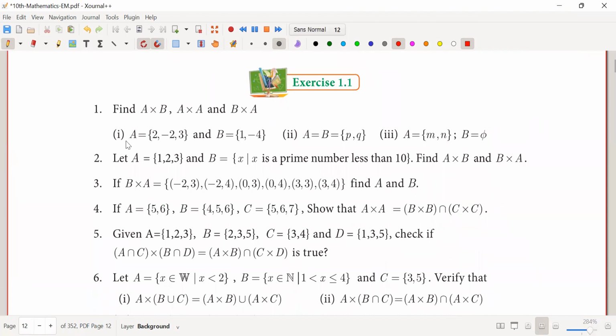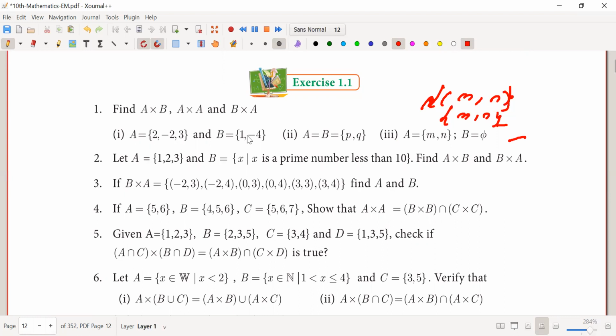From this exercise, 1, 2, and 3. This is a null set. See, null set. Automatically, A cross B would be empty. A cross A would have (m, m), (m, n), (n, m), and (n, n). A cross A is possible: (m, n) and also (m, n). This is A cross A. A cross A is possible, but A cross B or B cross A is not possible for this. It is a null set.